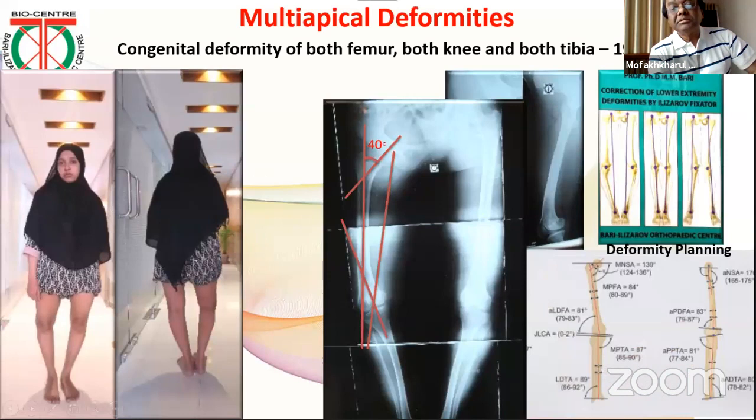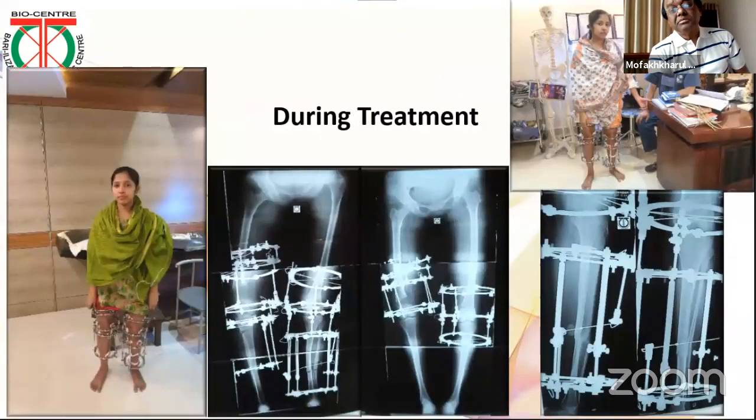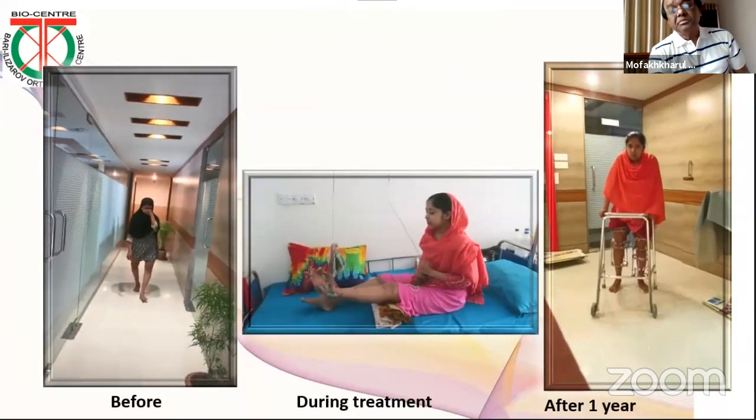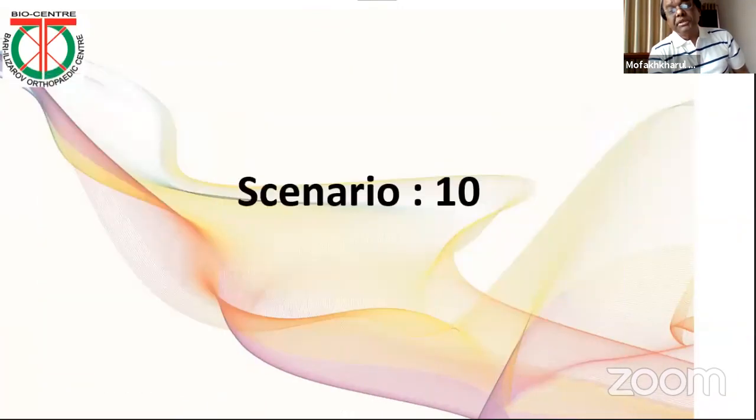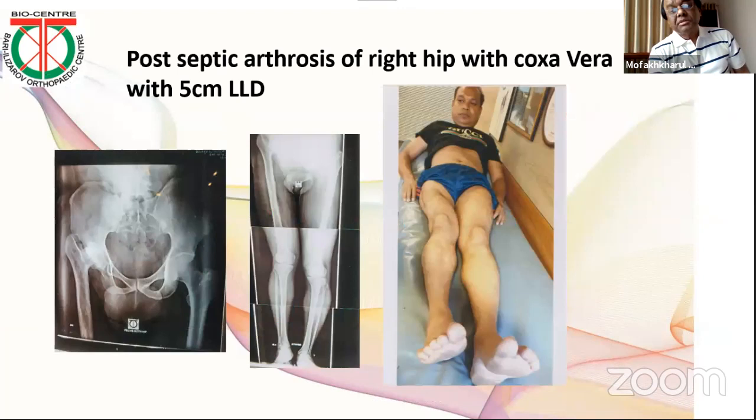Scenario 9, same, dear friends: problem in the femur, problem in the tibia. Same. After 1 year, now look at this. Right hip, a 39-year-old man with coxa vara.